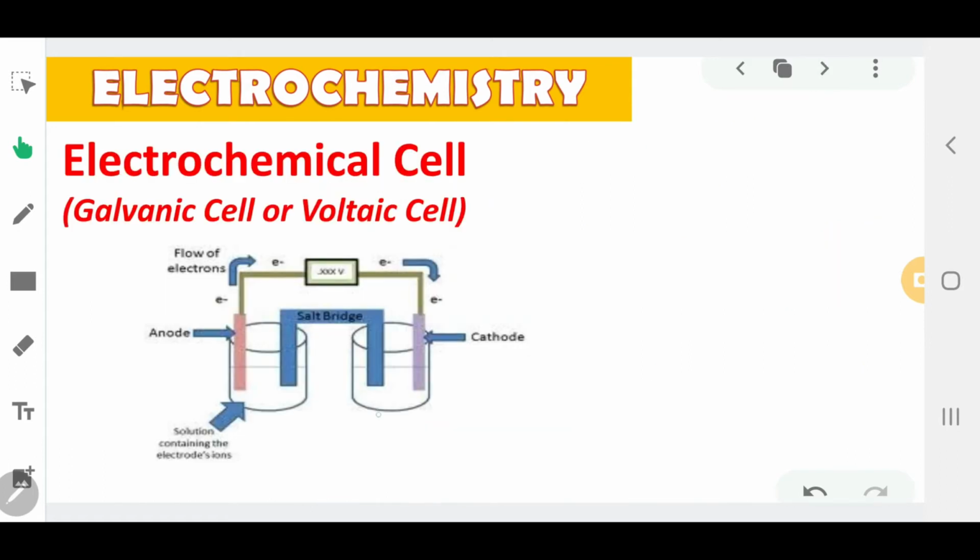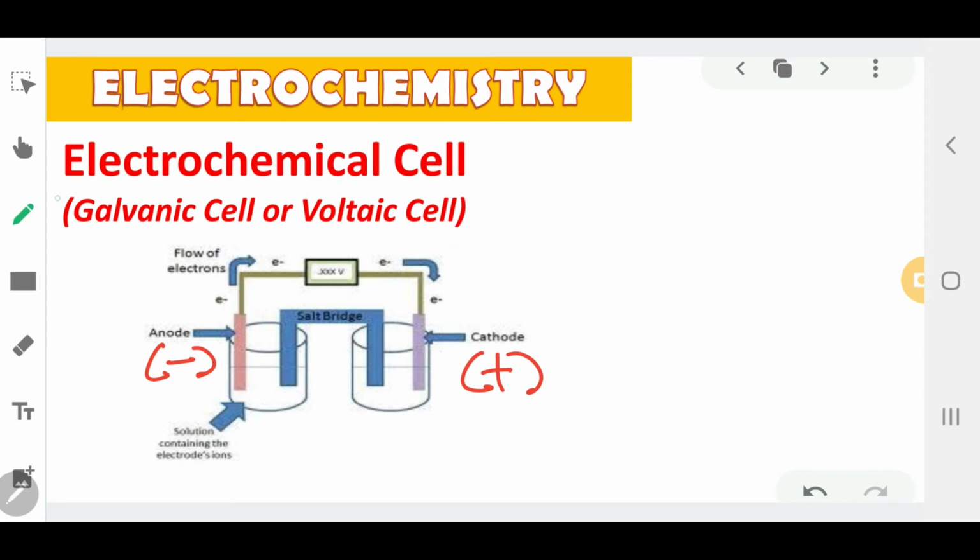This is a typical galvanic cell. You have two beakers, you have a salt bridge, you have your electrodes, anode, cathode, and you have your voltmeter or galvanometer connected to the electrodes through wires over here. The electron will flow from anode to cathode. Okay, remember, the electron will flow from anode to cathode. Why? Because the anode is the negative terminal and your cathode is your positive terminal.